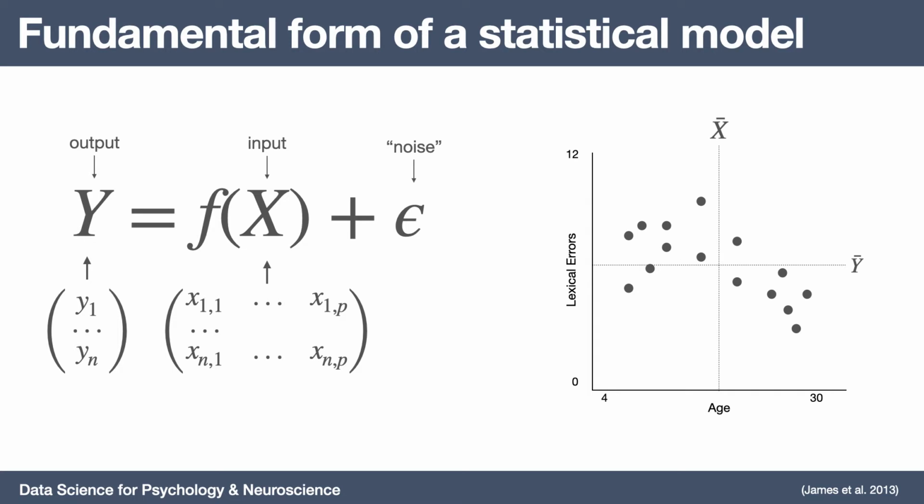Now, the goal here with a statistical model is to compress information. So let's say we have some relationship between lexical errors on a task and age. Each dot here on the graph on the right reflects a single observation from a single participant. And your visual system can pull out a general trend, and you can see that visually. What you're doing with statistical tools is you're trying to compress that trend into an even simpler form using the language of mathematics. So, for example, we could describe this trend with a line.